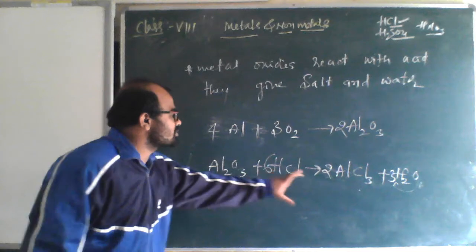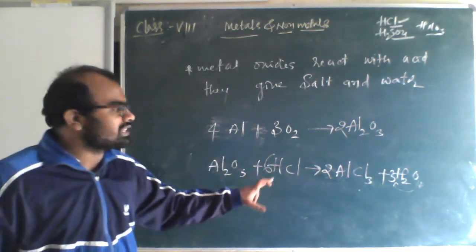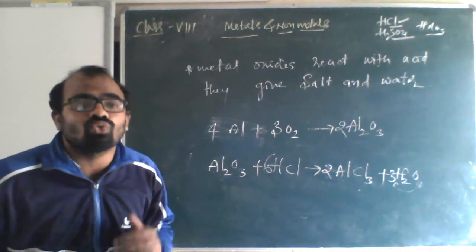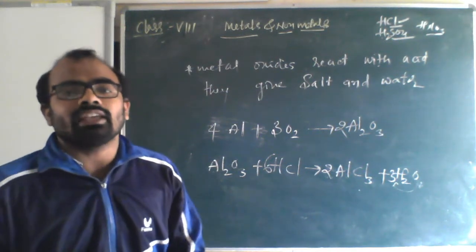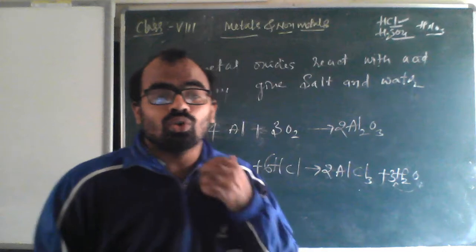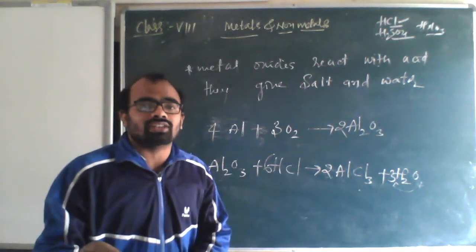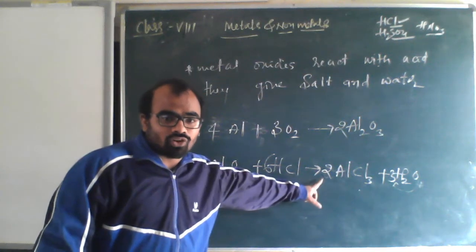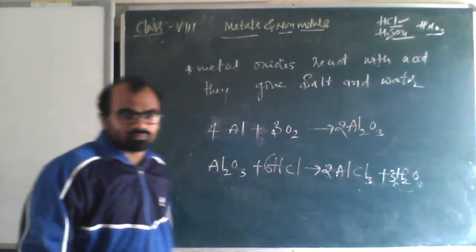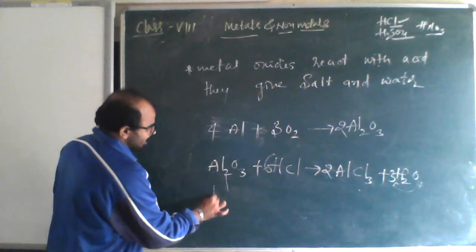Al2O3 plus 6HCl will give me 2AlCl3 plus 3H2O. So this is a metal oxide reacting with an acid, which forms salt and water. Okay, this is my metal oxide.